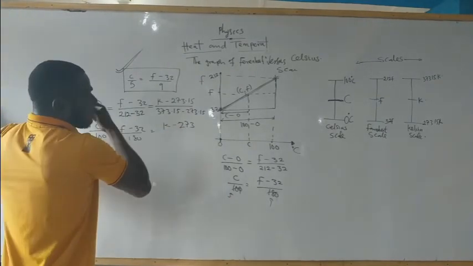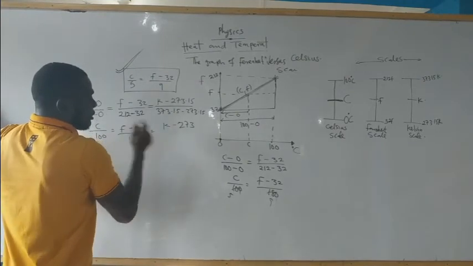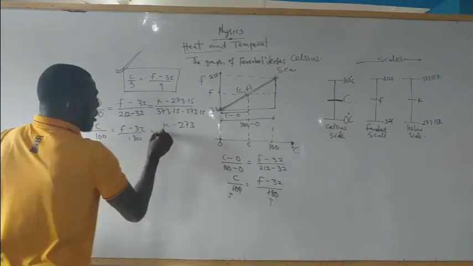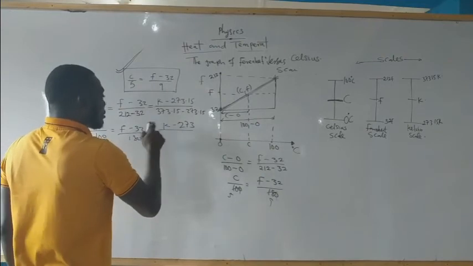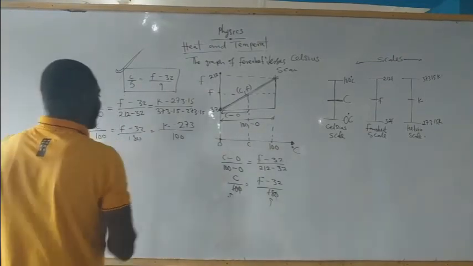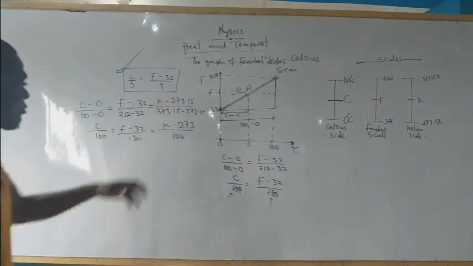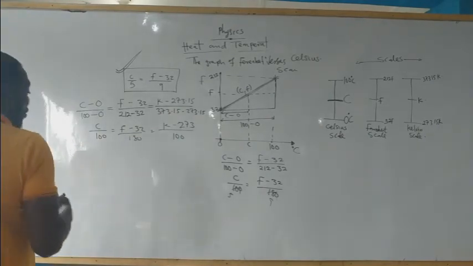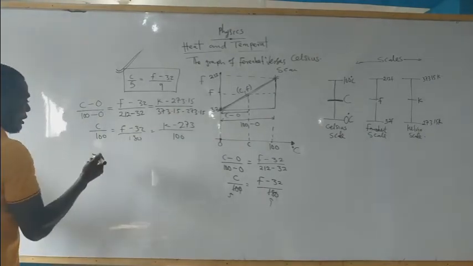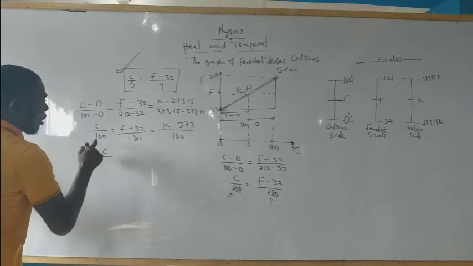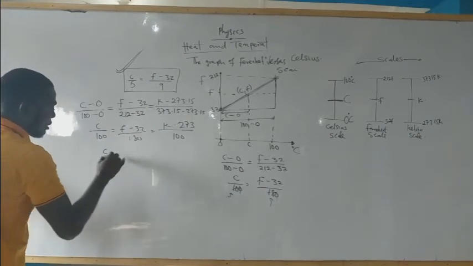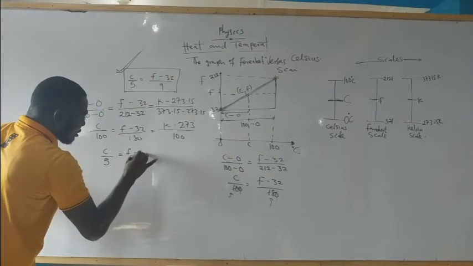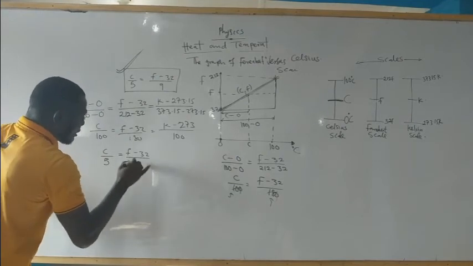So we can approximate that, so we can leave it like that. 273 upon this minus this will give you 100. From there we can convert this to this. That is C over 5 equals to F minus 32 upon 9.